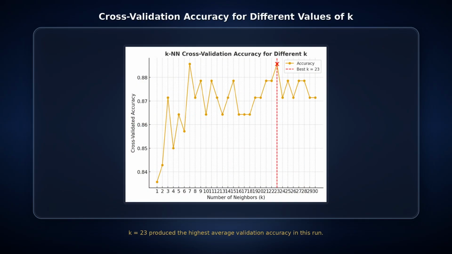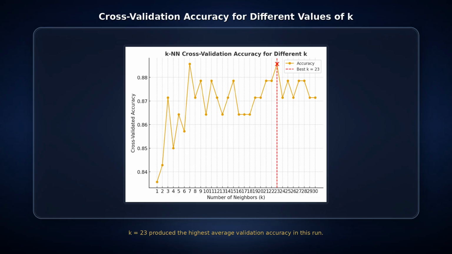This graph shows the average cross-validated accuracy for each value of K from 1 to 30. Each point represents how well the model performed, on average, across multiple validation folds for that specific value of K. In this example, the highest cross-validated accuracy occurs at K equals 23, which is why it is selected as the best value of K. That does not mean every nearby value is bad.